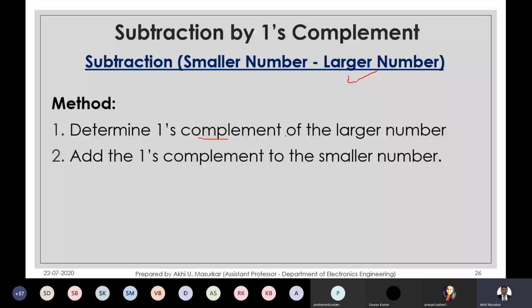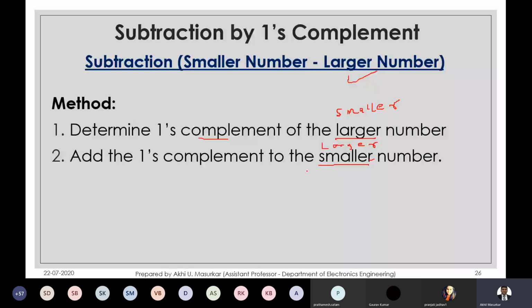So the first two steps are similar with the exception of the words larger and smaller. In the previous case we had smaller here and larger there, but now you have it the other way around because you changed the order. First it was large minus small, now it has become small minus large. So determine the one's complement of the larger and then add the complement to the smaller number. The third point is slightly different.